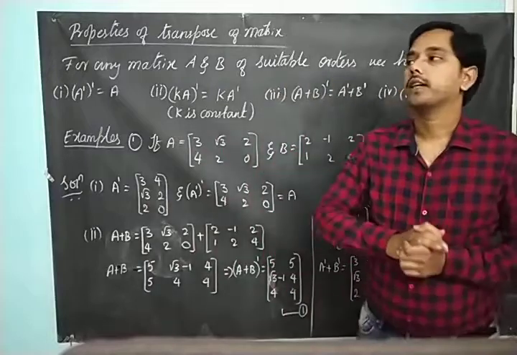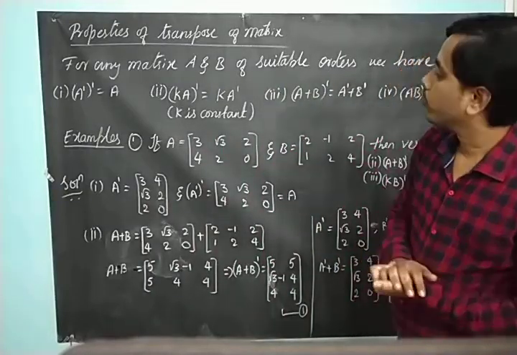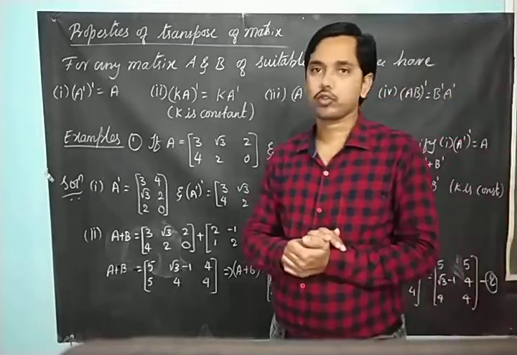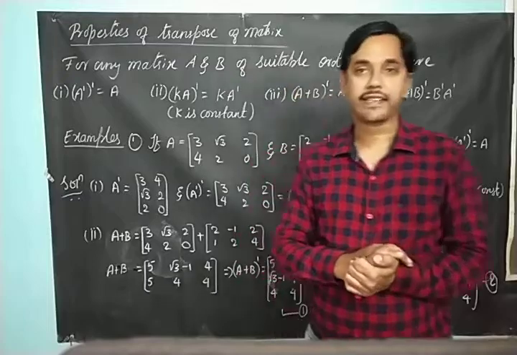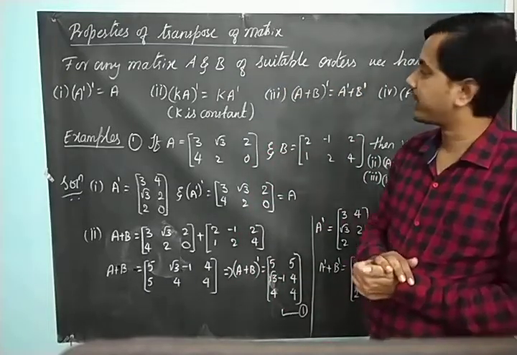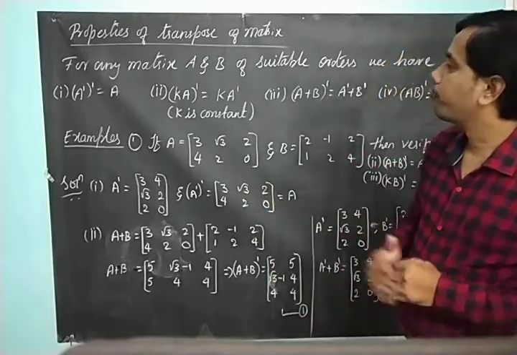Okay friends, I hope you have taken down the things which were there in the previous slide. In the previous slide we have seen what the transpose of a matrix is, its definition and an example. So let's proceed with the properties of the transpose of a matrix. This is a very simple property. We have four properties.